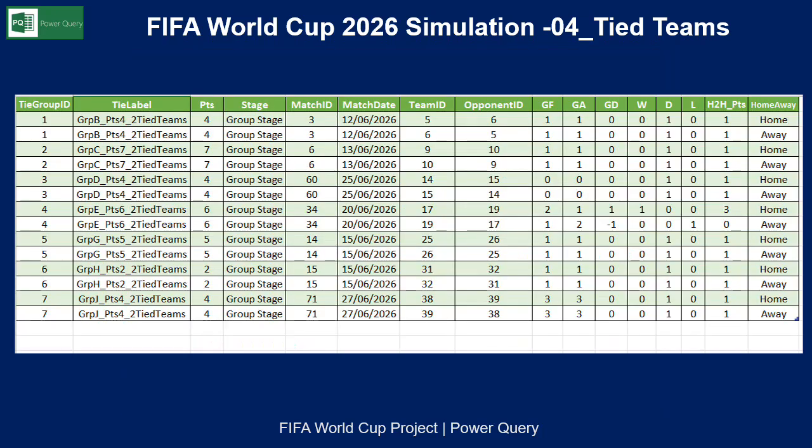In query number 5, head-to-head matches, we'll extract only the matches played between the tied teams. Those matches form the foundation of FIFA's official head-to-head tie-breaking rules. That's where the real investigation begins.